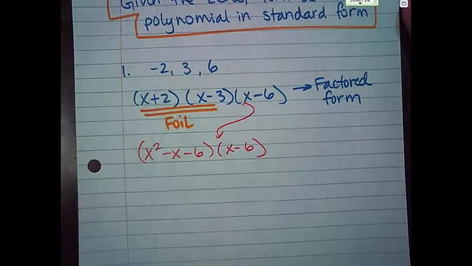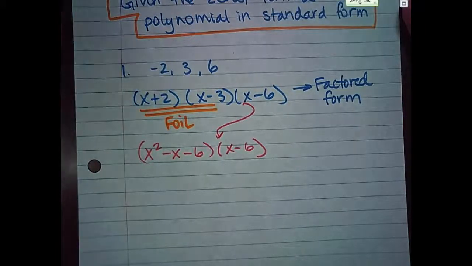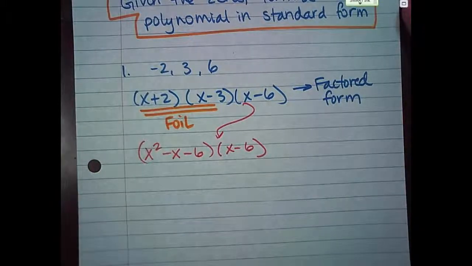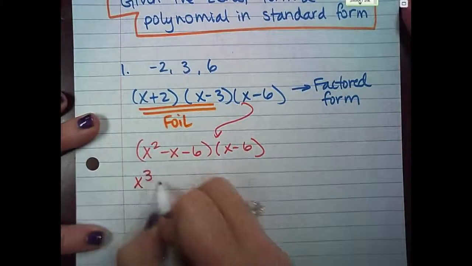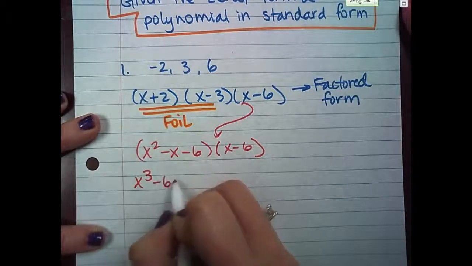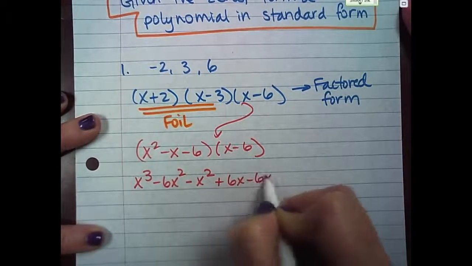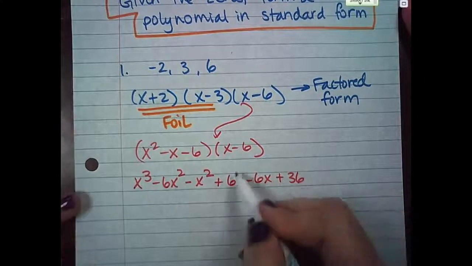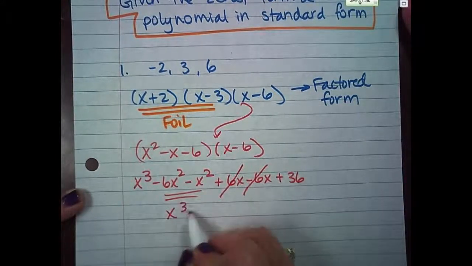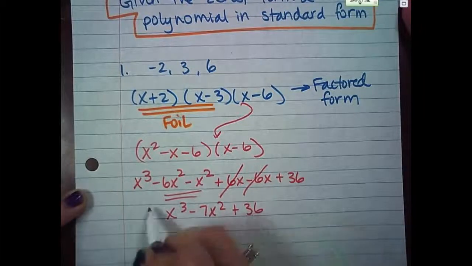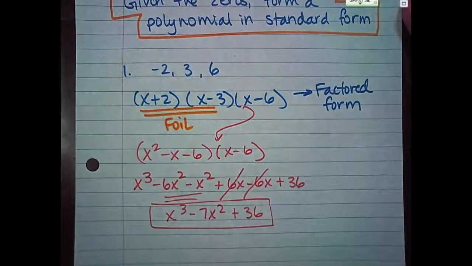FOIL it. Kind of messy, huh? It is. You're going to do x cubed... that's your polynomial.